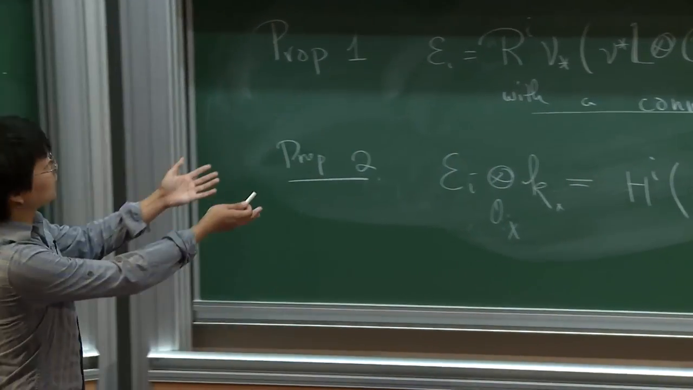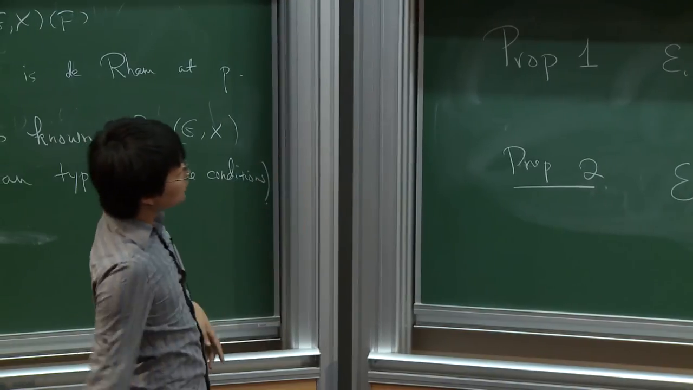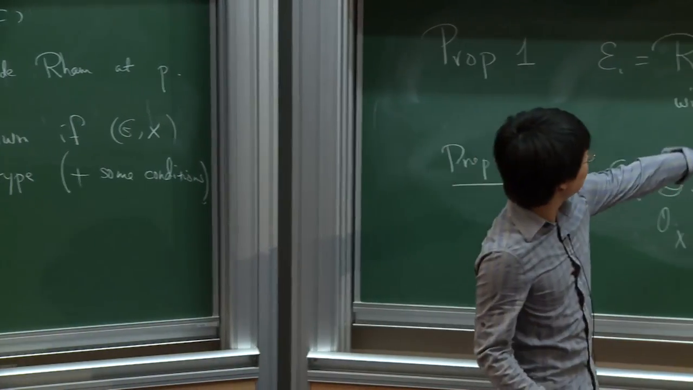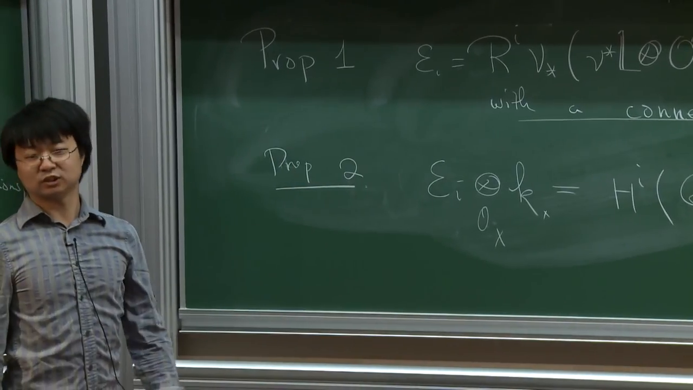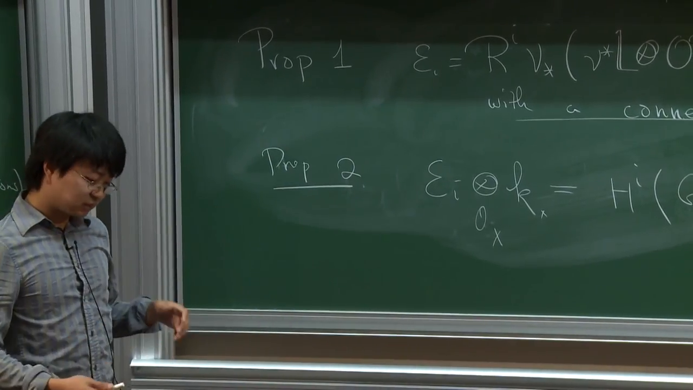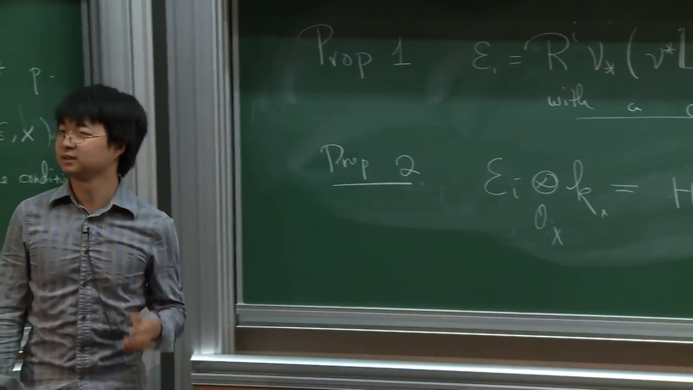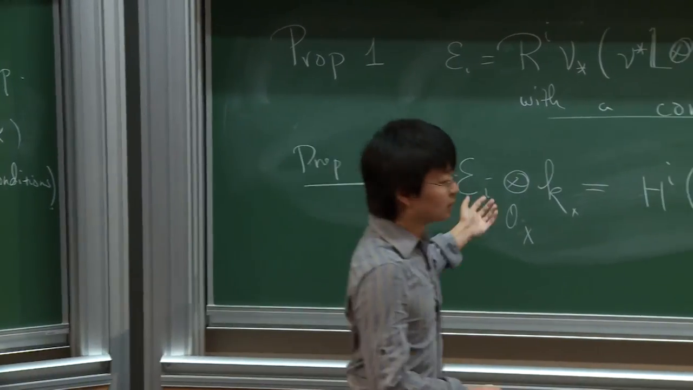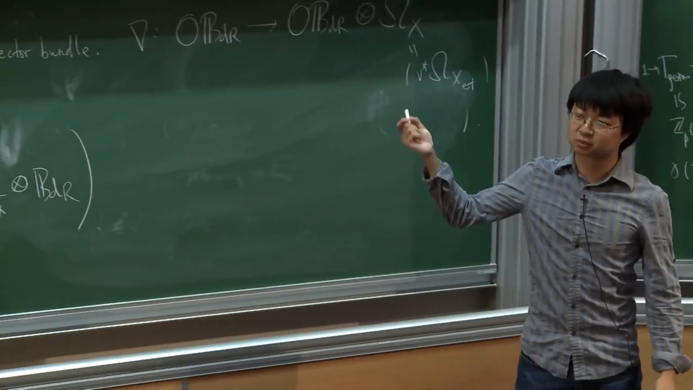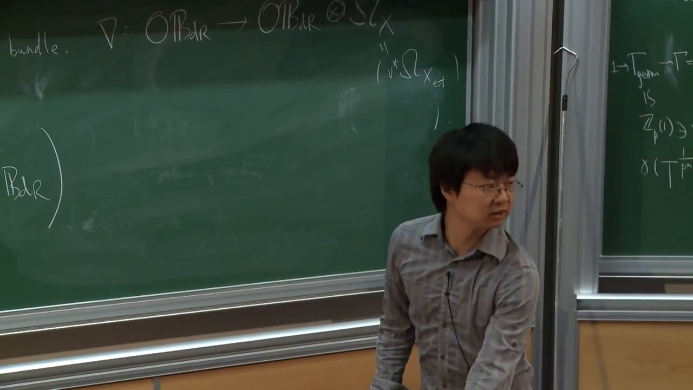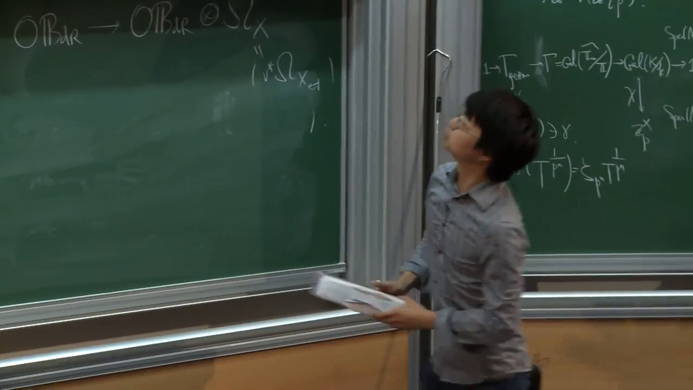But anyway, if you look at what you really end up with, from the local system you get the vector bundle with connection. So it's kind of a Riemann-Hilbert thing. The only problem is that it may not have the correct rank in general. But if it has the correct rank at one point, it's correct everywhere. So it's basically the Riemann-Hilbert correspondence.